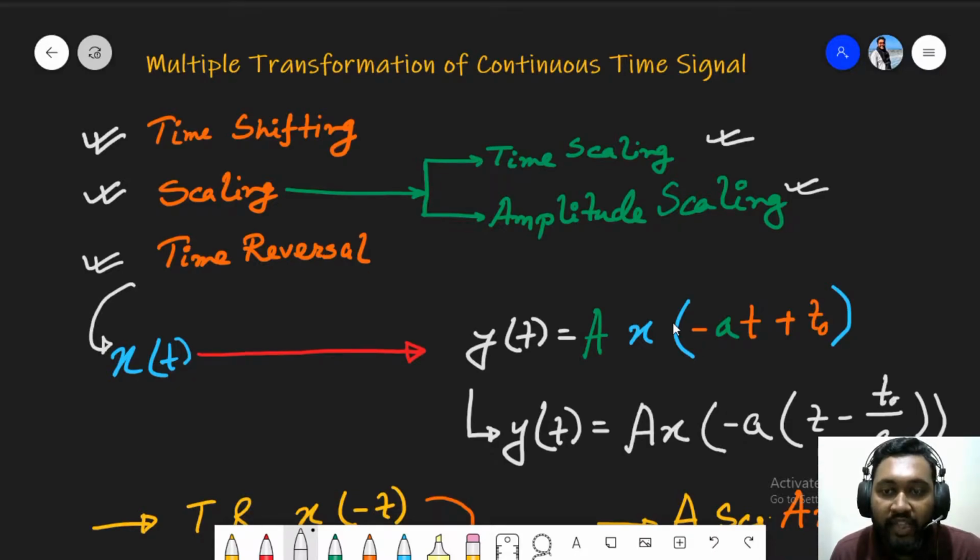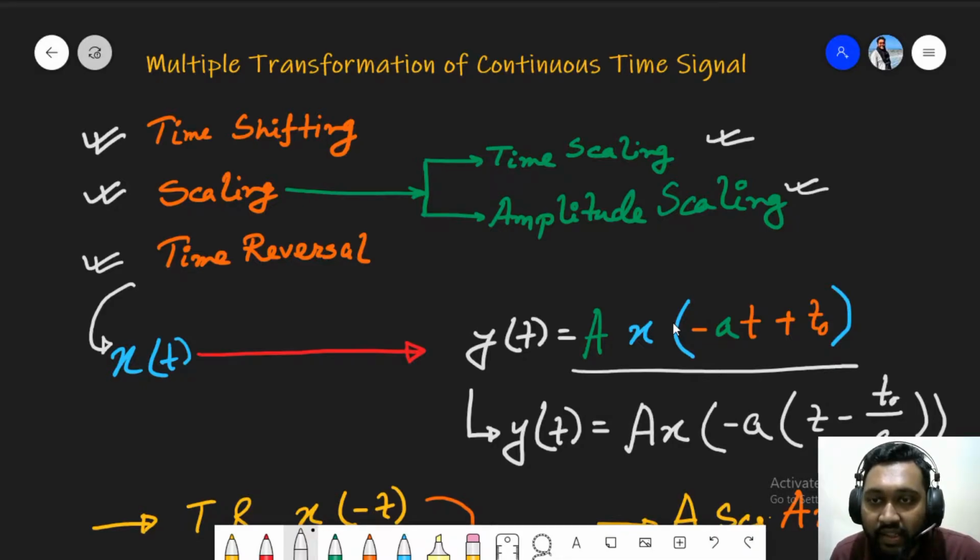Okay, so we have taken an example, right? y of t, which is a modified signal of x of t. So we need to recognize what transformations we are using to modify y of t from x of t. Okay, let's see. First, as you can see here, a magnitude is multiplied to the signal. So this is simply amplitude scaling. We have to multiply our total signal by A.